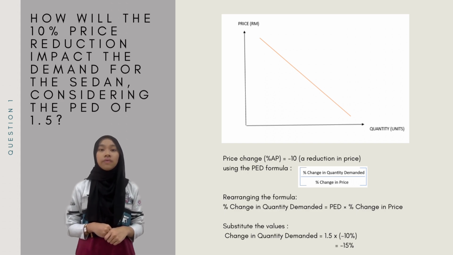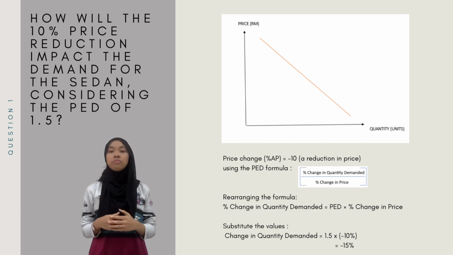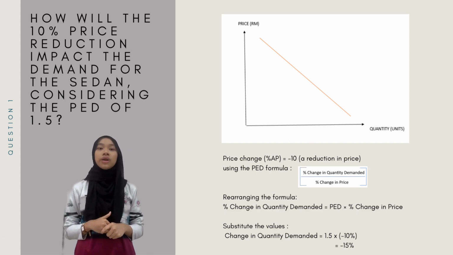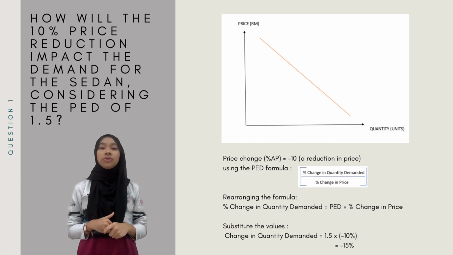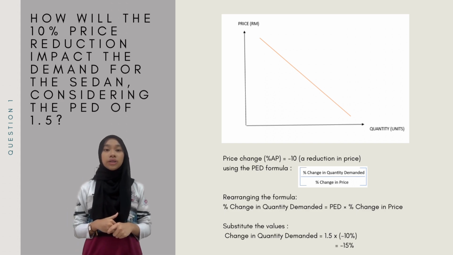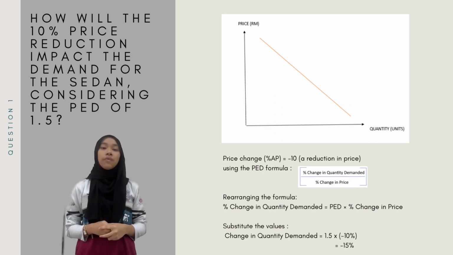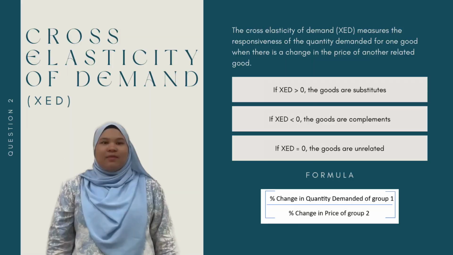On the demand curve, a price reduction from P to PR, which means a 10% decrease, leads to an increase in quantity demanded from Q1 to Q2, which means a 15% increase. The graph would show the downward sloping demand curve with the price decrease leading to movement along the curve.